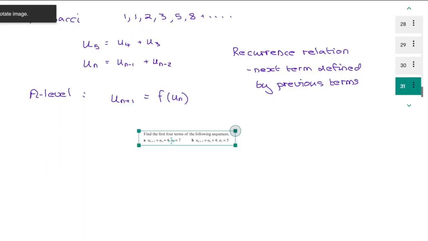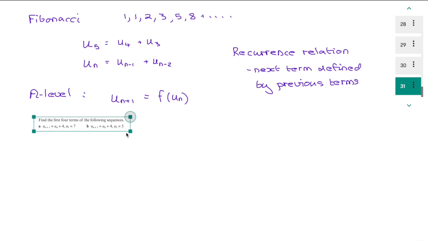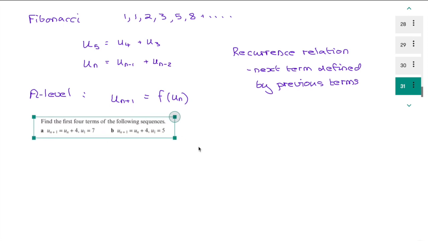Right, so here we have 2 sequences defined. So what have we got here? u(n+1) = u(n) + 4. Now obviously, we should have thought about this. I know how to get from one term to the next, but how do I define the sequence? What do I need to define this sequence?